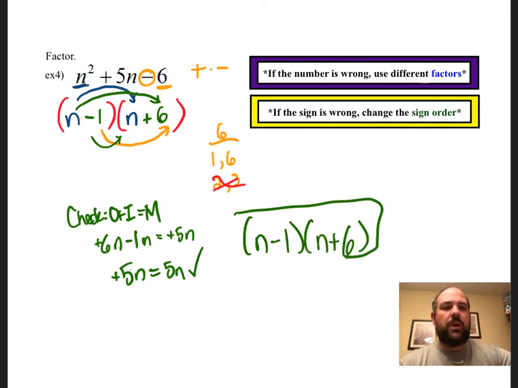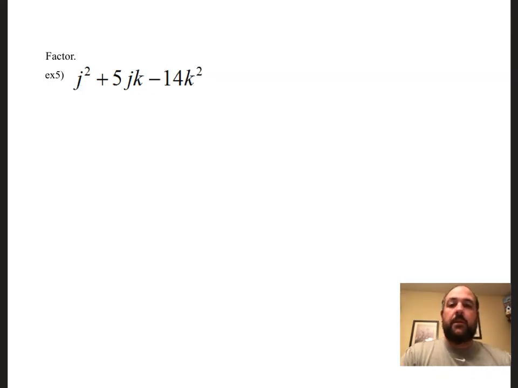So you will come across some cases where it doesn't quite work out the way you think it should. You're going to have to plug in and do some checking. You might need to change your factors, or you might need to change the sign order. Let's look at a couple more examples, and then you'll have some time this week to practice with reverse FOIL. All right, here we go.